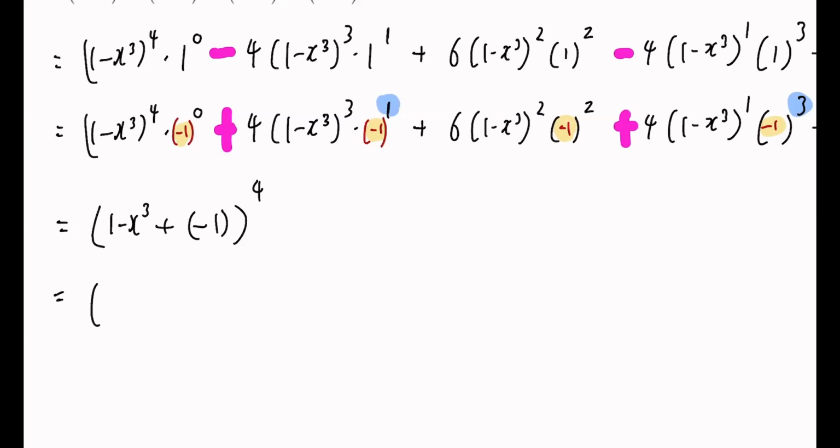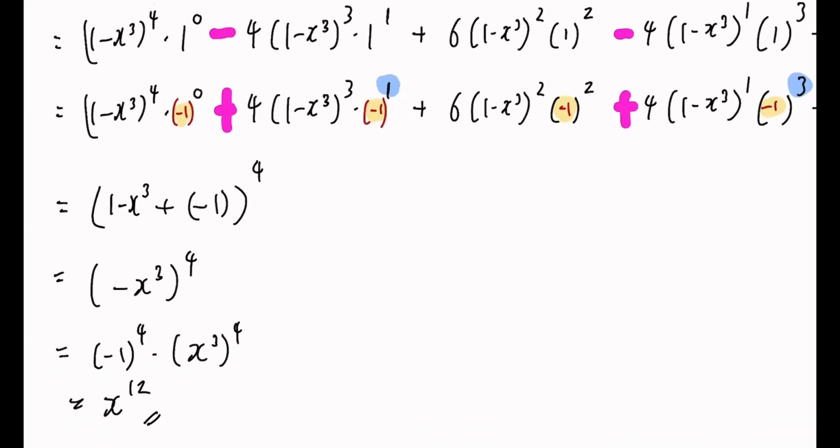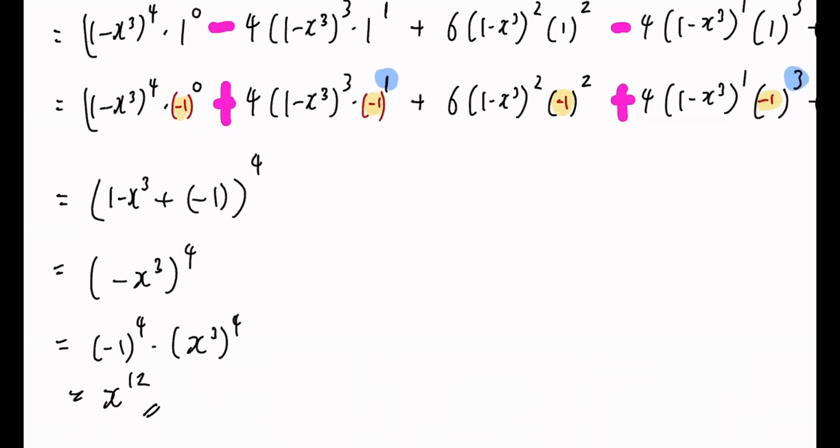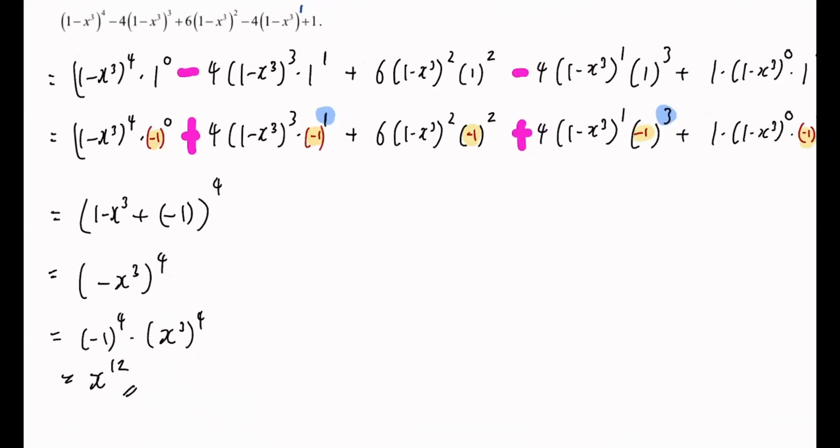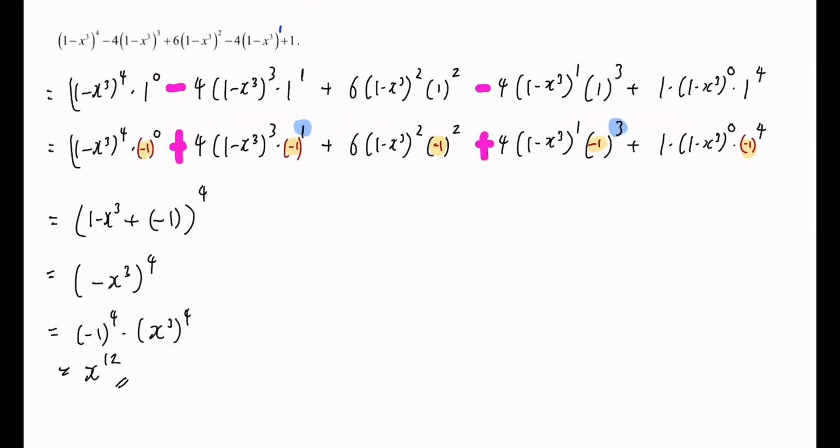Just simplify a bit more. What you realize is 1 minus 1 cancel off. You're left with negative x cubed power 4, which is -1 power 4 times x cubed power 4, which is just x power 12. Ta-da! That's the answer, x power 12. Working backwards. Is this okay? Yeah.